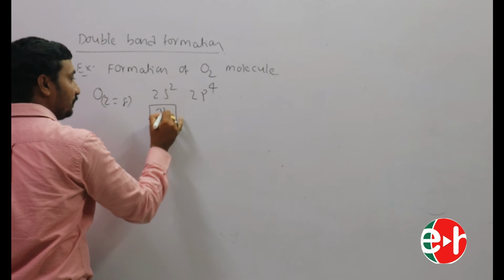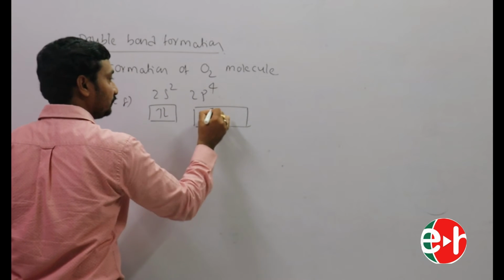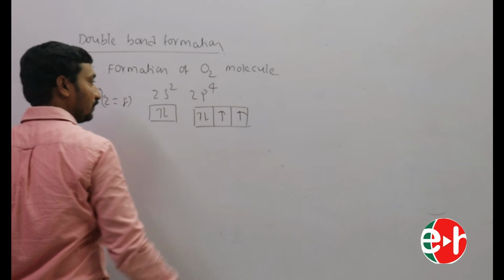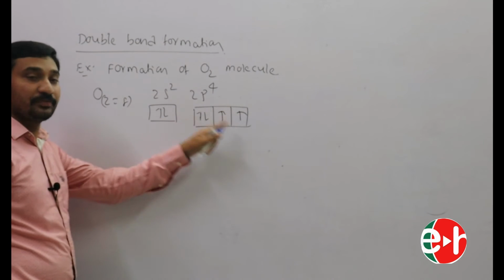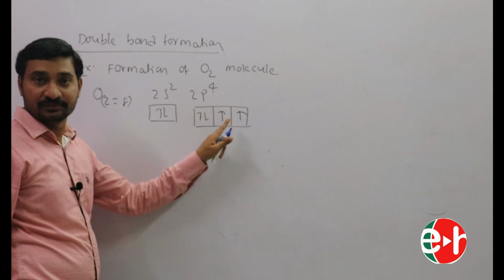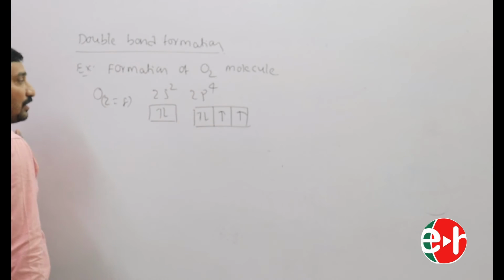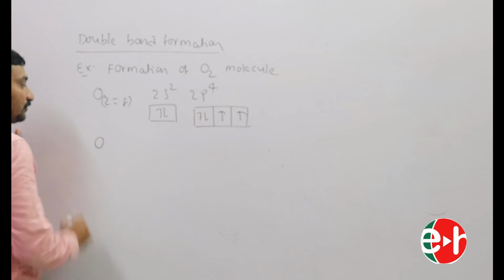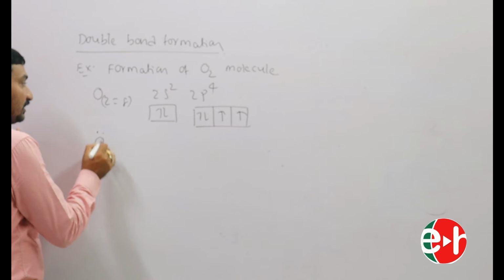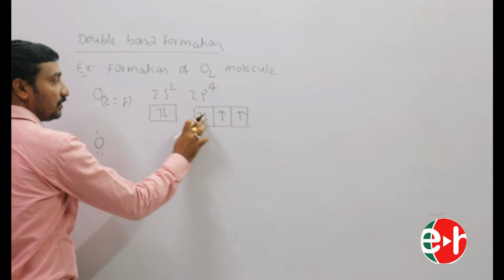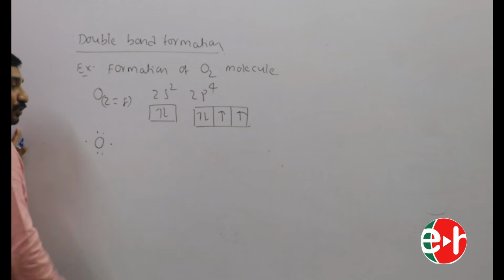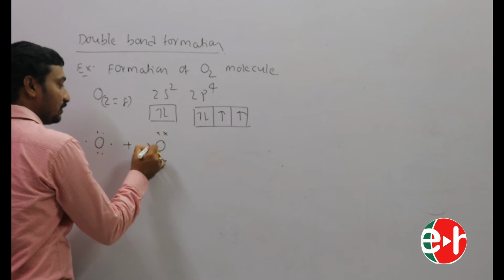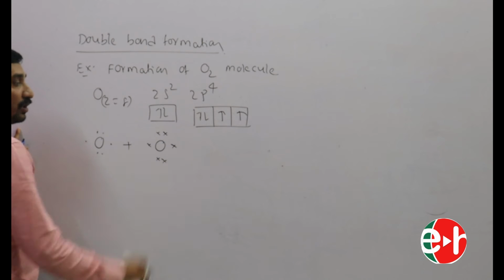In the valence shell, how many unpaired electrons are present? 2 unpaired electrons are present in the valence shell. In the formation of O2 molecule, 2 oxygen atoms are involved. One oxygen atom has 2 lone pairs and 2 unpaired electrons, and another oxygen atom also has 2 lone pairs and 2 unpaired electrons.